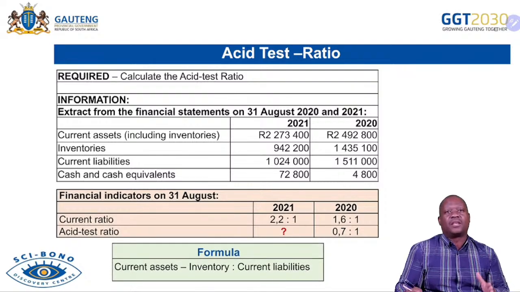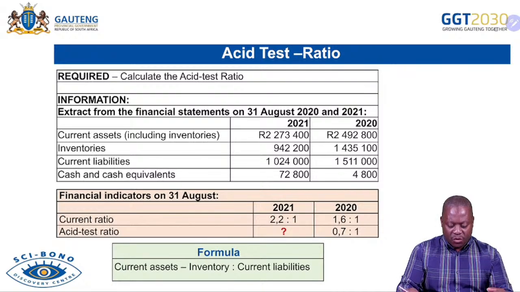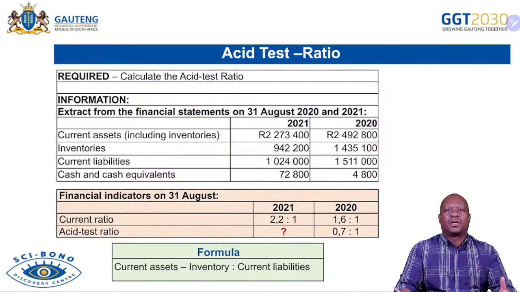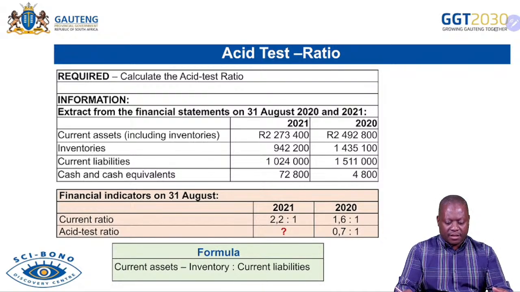Remember, the formula is our current assets minus inventories, and then we compare this to our current liabilities. Current assets less inventories as to current liabilities. So what is that going to say?